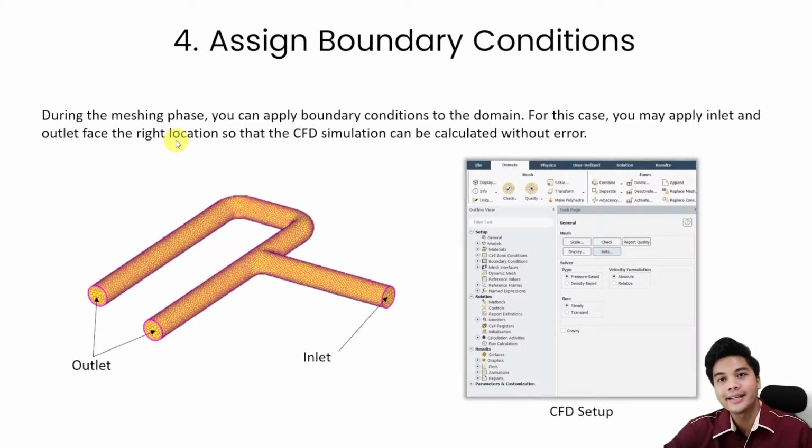Number 4, assign the boundary condition. During the meshing phase, you can apply boundary condition to the domain. For this case, you may apply inlet and outlet at the right location so that the CFD simulation can be calculated without error. So as you can see, during the meshing phase, you need to assign, for example, this one as the inlet or outlet. And then you can do the CFD setup in ANSYS Fluent.